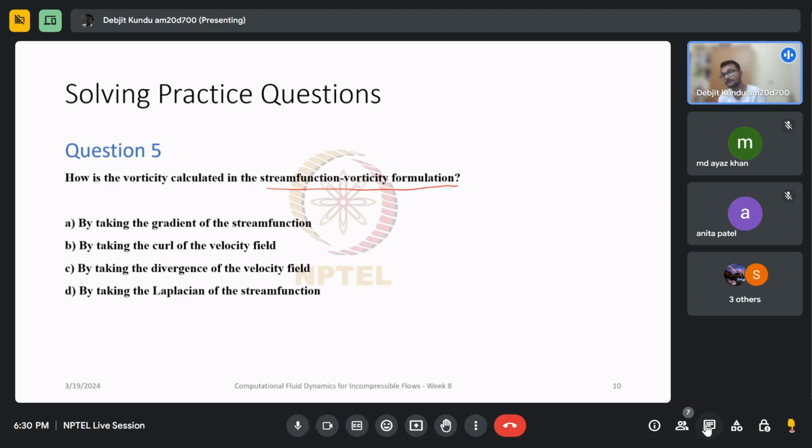In the stream function vorticity formulation, the way in which we solve it for fluid flow cases, how is the vorticity calculated? Read the question carefully, and once you have figured out the answer, you can type it in the chat box, or you can unmute and answer as well.